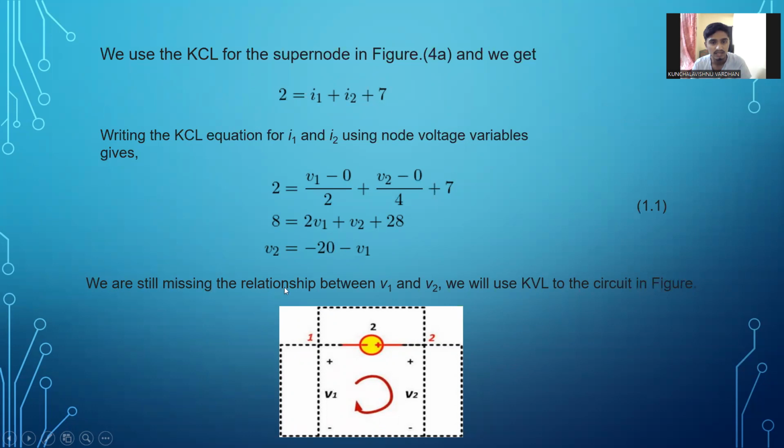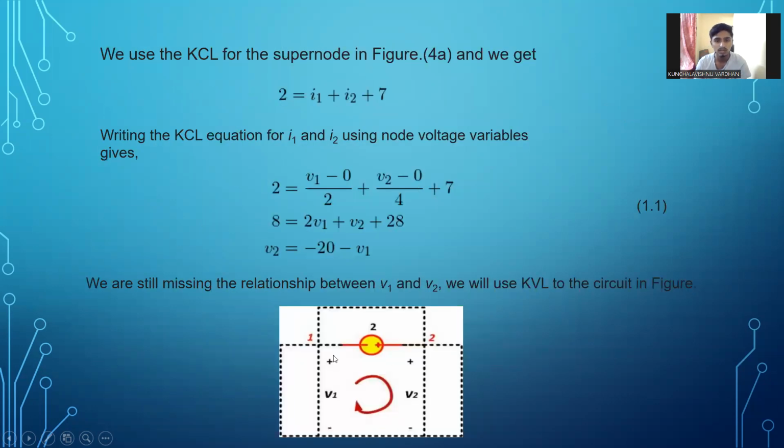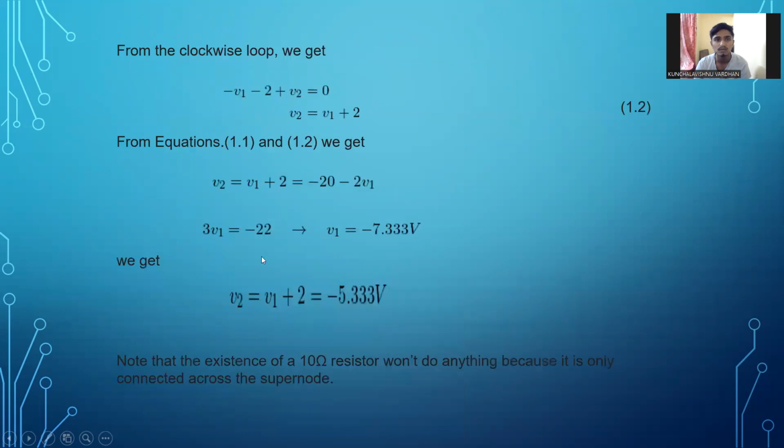We are still missing the relationship between V1 and V2, so we will use KVL on the circuit in the figure. From the clockwise loop, we get minus V1 minus 2 plus V2 equal to 0. So here we apply the clockwise loop, and by using symbols we write minus V1 minus 2 plus V2 equal to 0, and V2 equal to V1 plus 2.